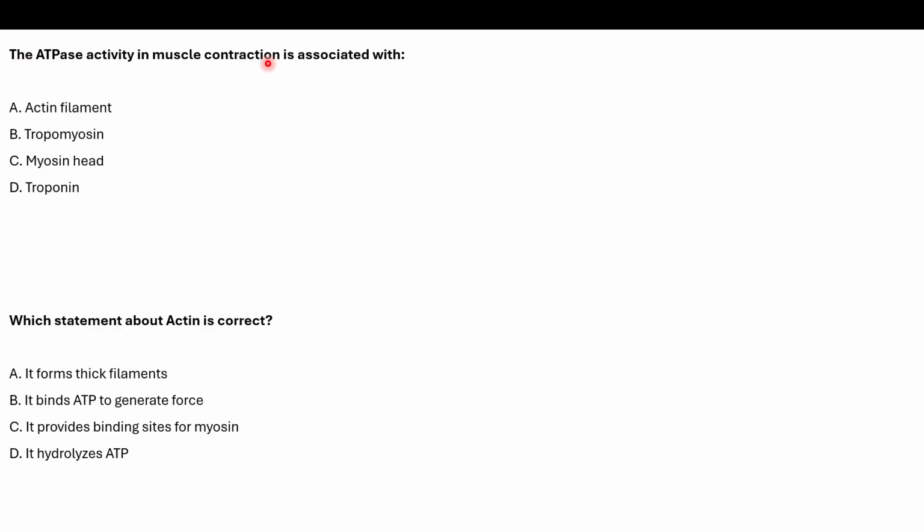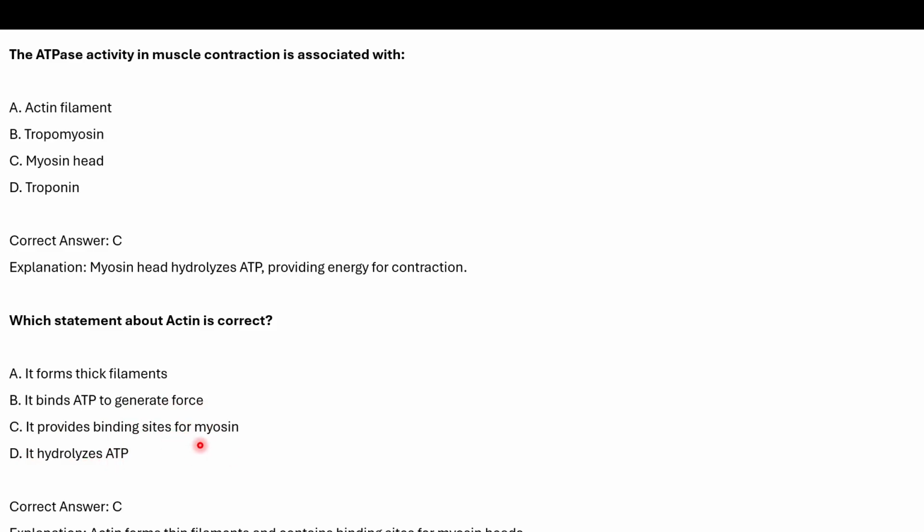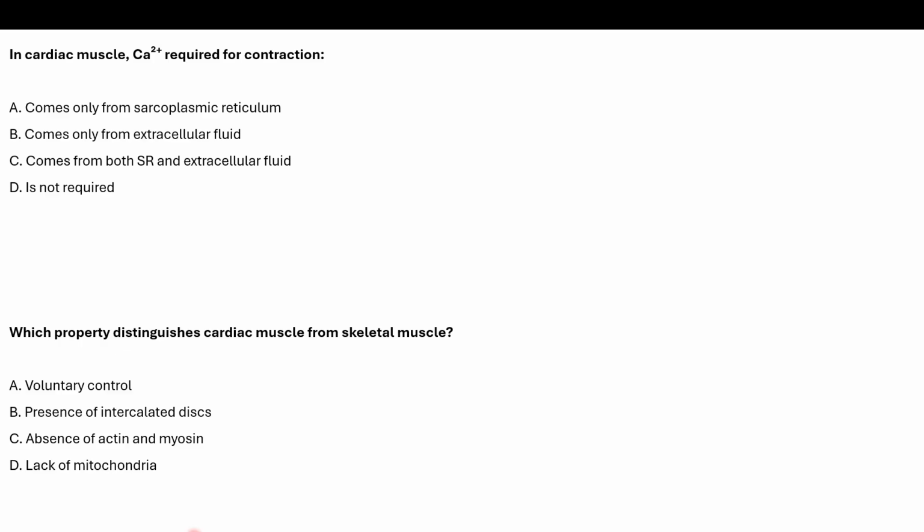The ATPase activity in muscle contraction is associated with the myosin head, right? Where we did see that there are four light chains and two heavy chains. Which statement about actin is correct? It forms thick filaments. No. It binds ATP to generate force. It provides binding sites for myosin. It hydrolyzes ATP. The correct answer is it has binding sites for myosin. And these are actually thin filaments.